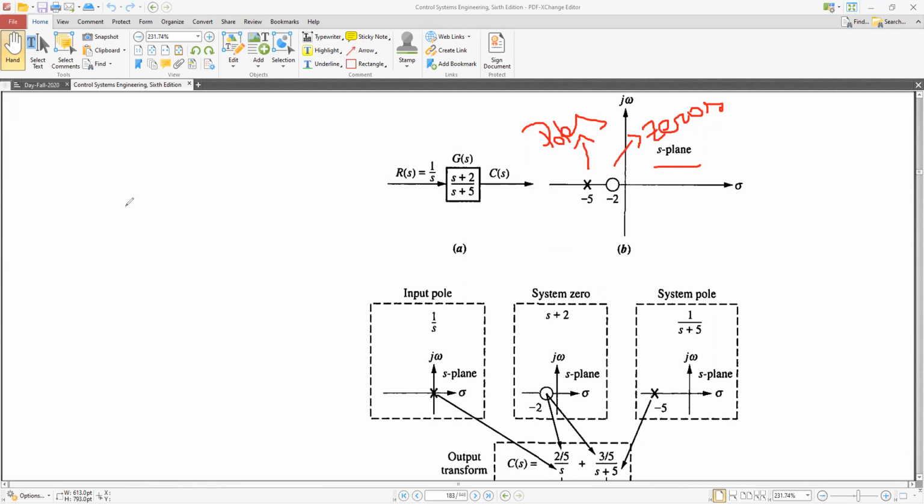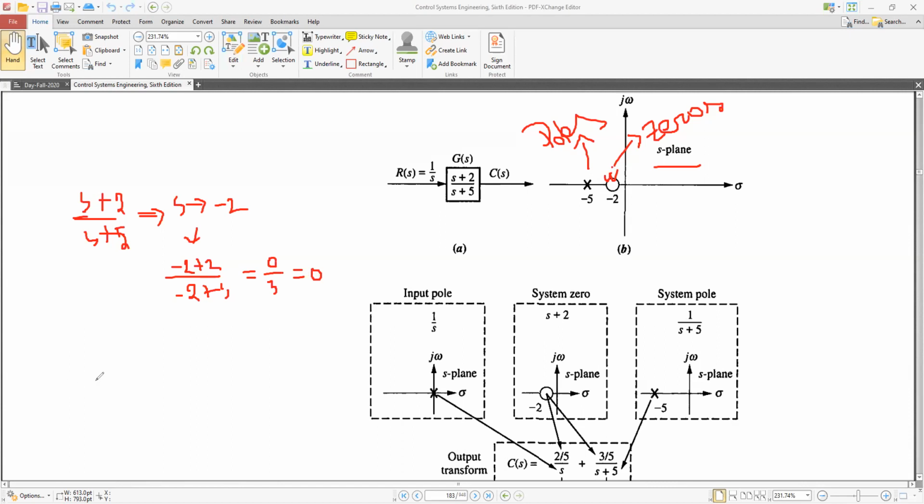Now put the values here, say s plus 2 divided by s plus 5. If I put the value s equal to minus 2, what would happen? Minus 2 plus 2 divided by minus 2 plus 5, so it would be 0 divided by 3, which becomes 0. So at minus 2, the output would be 0.